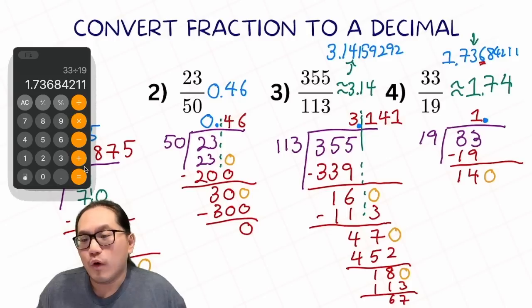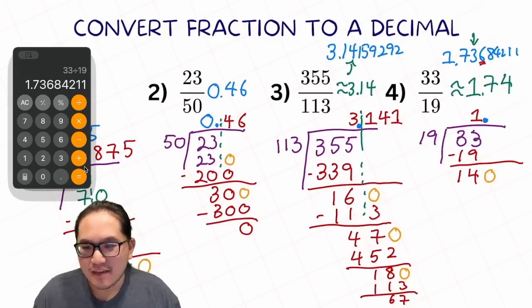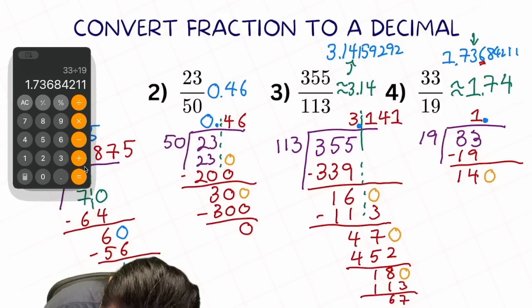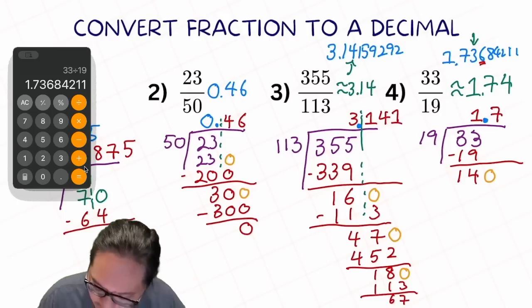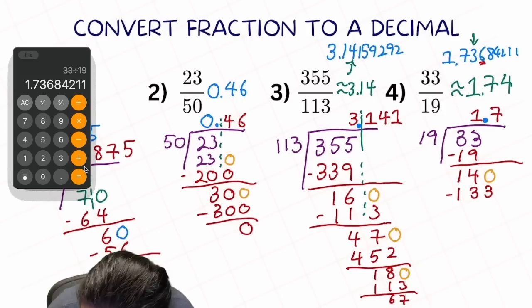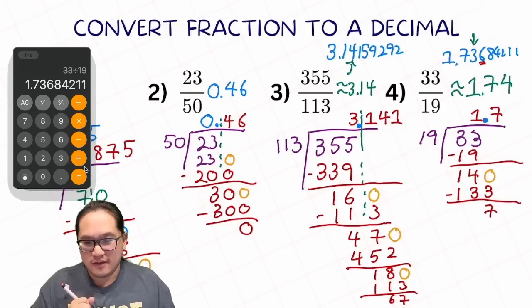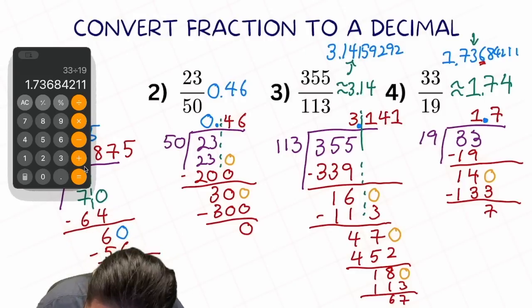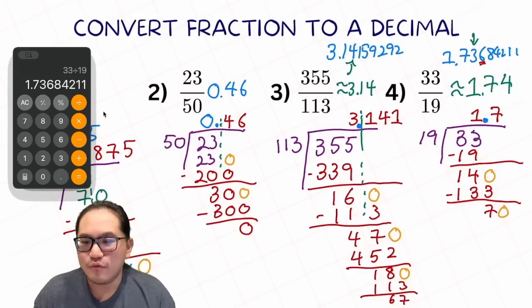So we know that 140 divided by 19 is roughly 7. So we can put 7 right here, right? It will be equal to 7 times 19 equal to 133. Once we minus that, equal to 7. So now next, right? We add another 0 behind it. So now we have 70.